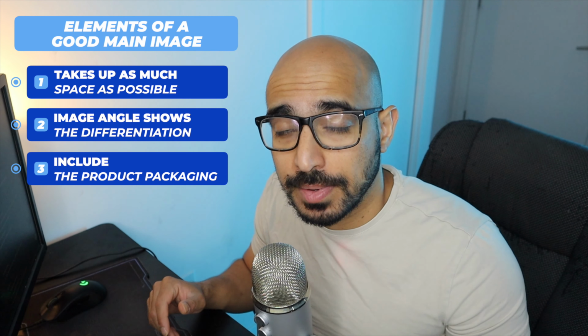So let's quickly go over the basic fundamental elements of a good main image. One, the image takes up as much of the white space available. Two, the angle of the image, or the way you take the photo, showcases the main differentiation of the product, or if it's not the angle, it's something about the product packaging that can show it, which leads into my third point. You must include your product packaging in the main image if you have premium product packaging.